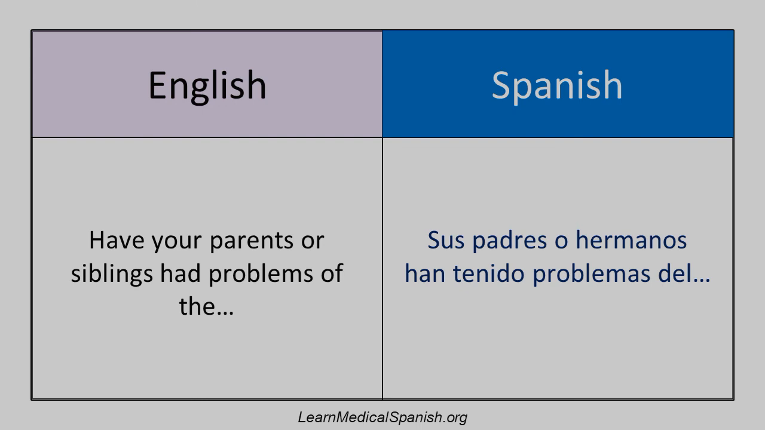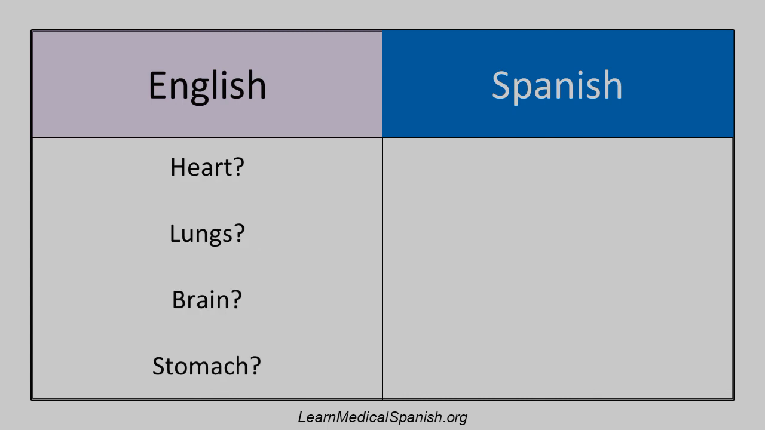So naturally, this is leading into if you had a list of different conditions, or in this case, actually more like internal organs or body parts. Like, have your parents or siblings had problems with the heart, with the lungs, with the whatever? So we're going to do just a few phrases you could use, but then you could add more if you needed to add a different body part or a different organ system. So, heart, corazón.